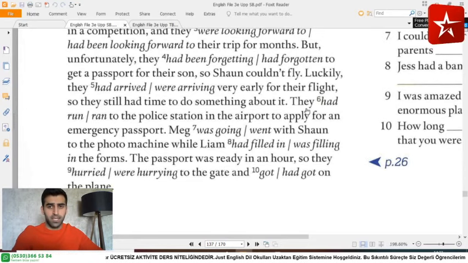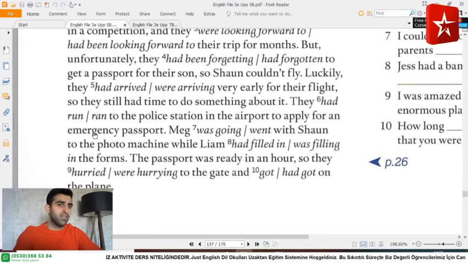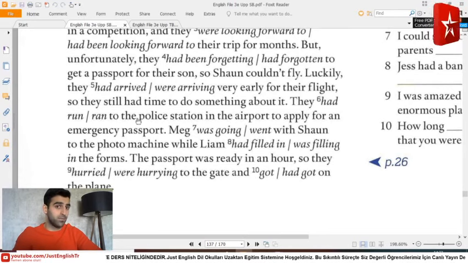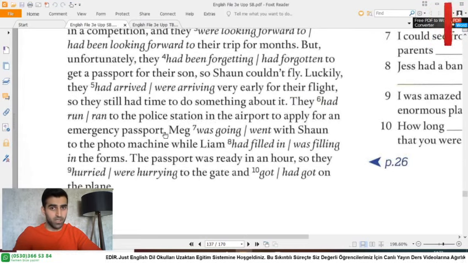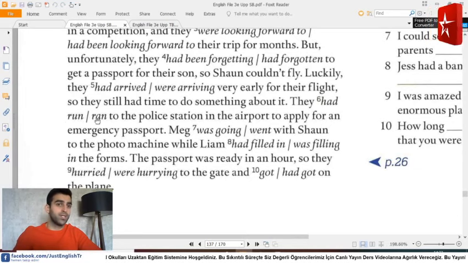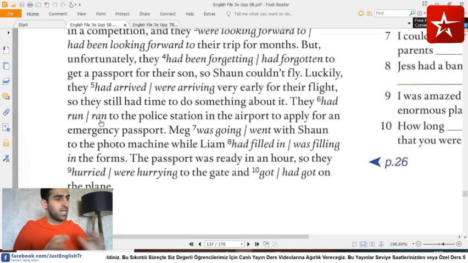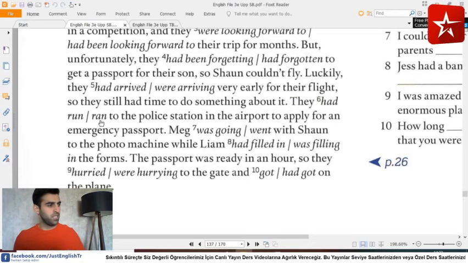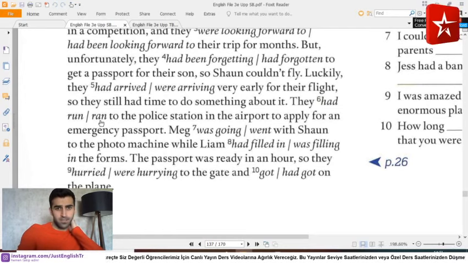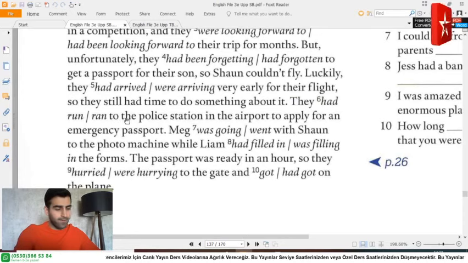Yes, great. And number 6: they had run or ran to the police station and the airport to apply for an emergency passport. For number 6, had run, past perfect, or past simple ran. Which one? Yuna says ran, Ekin says had run, Gizem says ran. Okay, let's wait for the other answers. Tuko says had run, okay. Why?